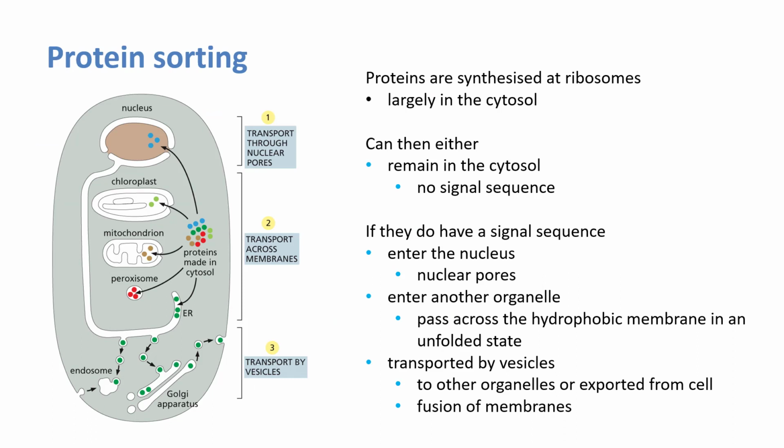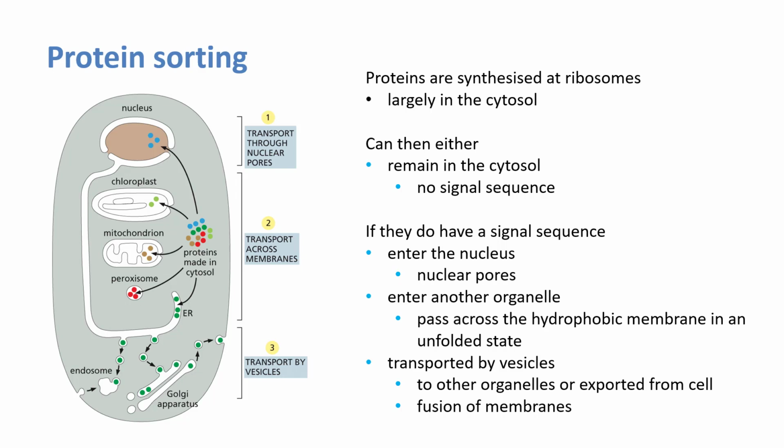So what we're going to look at now is how once proteins are synthesized, how they're directed to the correct compartment or the correct organelle that they need to be in for their function. Now we know that proteins are largely synthesized in the cytosol at the ribosomes that are present there, and the ribosomes can either be free in the cytosol or they can be attached to the endoplasmic reticulum membrane. I say largely because there are other places that protein synthesis occurs in the cell.